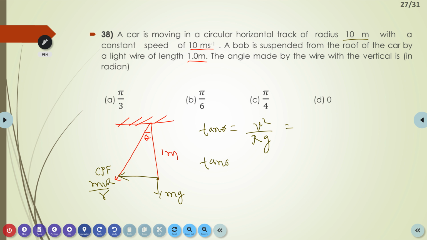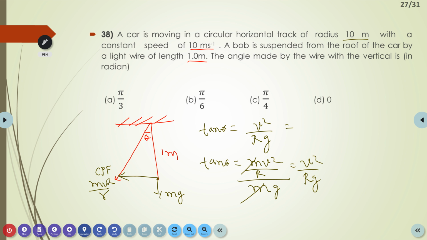Tan theta equals mv square divided by R, divided by mg. So what you are getting here is v square divided by R into g.